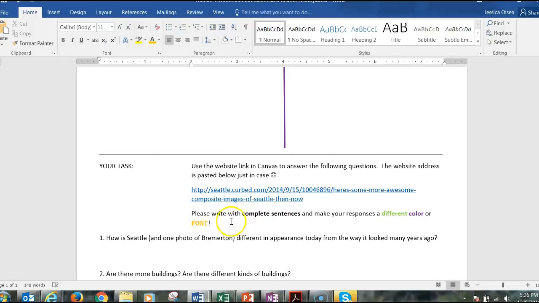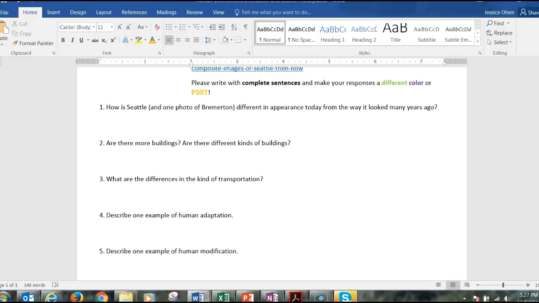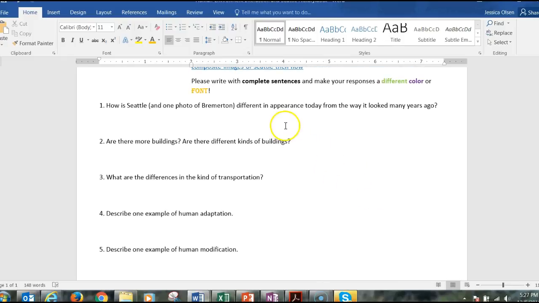So the directions read, please write with complete sentences and make your responses a different color or a different font. Please follow those directions. It makes it a lot easier for me to read your answers. So there are 5 questions here. And hopefully you have a little bit of fun looking at the before and now photos of Seattle.